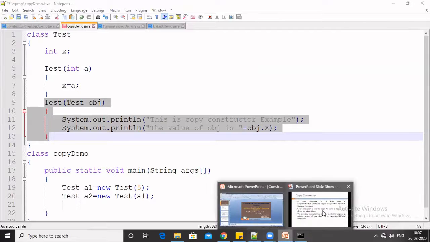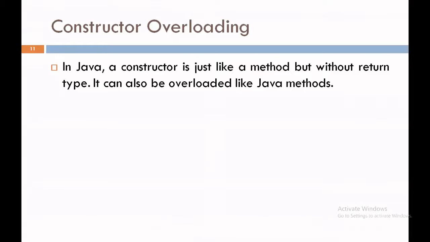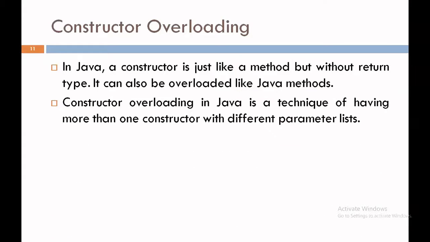Now we discuss the next topic, and the next topic is constructor overloading. In Java, a constructor is just like a method, but without a return type. It can also be overloaded like a Java method. In this topic, we will see what constructor overloading is with the help of a simple example. Constructor overloading in Java is a technique of having more than one constructor with a different parameter list, same as method overloading.